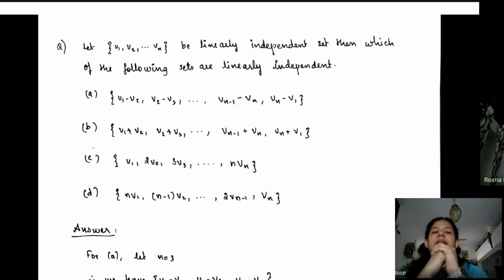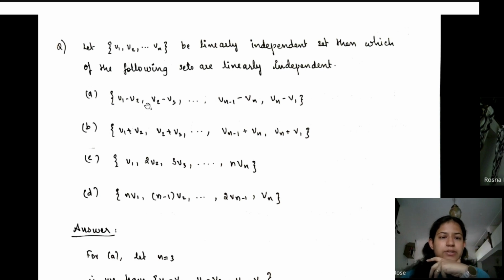Okay. So the next question is, if you have a collection of linearly independent set, then which of the following sets are linearly independent? I'm giving you a collection of a linearly independent set. Then I create some other set based on this linearly independent set, and which of the following are linearly dependent? The options are A, B, C, D.